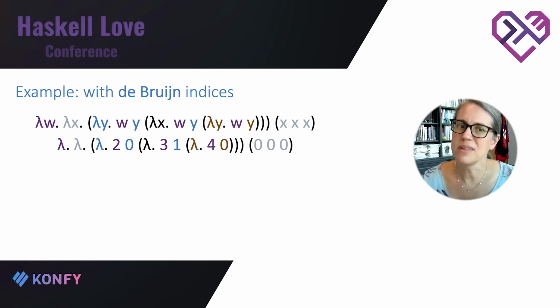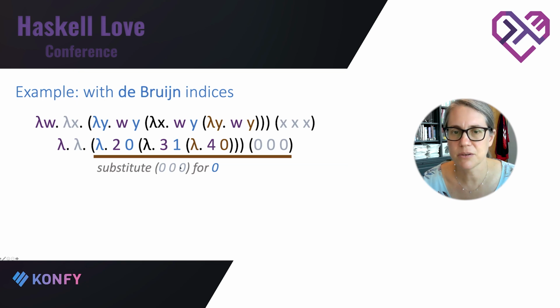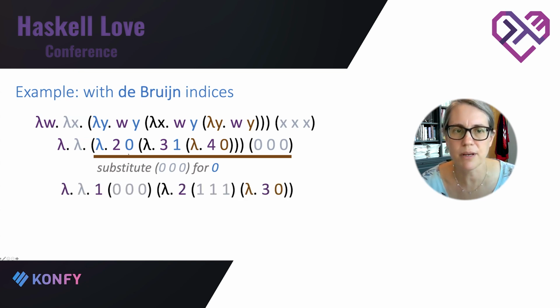Okay, how do we do the exact same beta reduction using this form? What does beta normalization for de Bruijn indices look like? Right, so again, we're going to be substituting the 0, 0, 0 term for the blue 0, and really also the blue 1 as we go through. So we're going to put in the 0, 0, 0 for the blue 0 and for the blue 1.